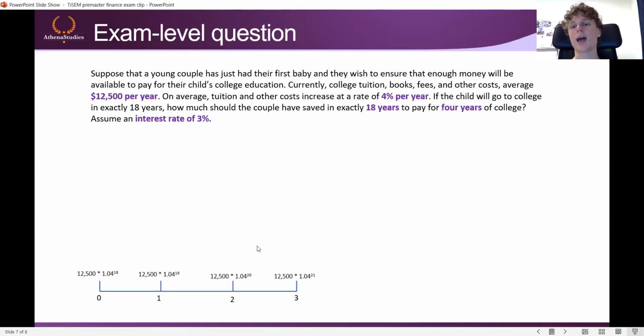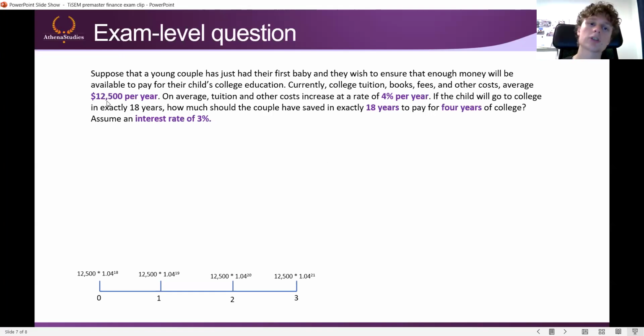Now, this question adds something a bit more than what we have been doing before, but it follows the same logic. Namely, they don't give you the cost of tuition at time 0. Instead, they give you it at time minus 18. So we need to calculate what the actual cost is for tuition at time 0. Now, we can very simply do that by using compounding.